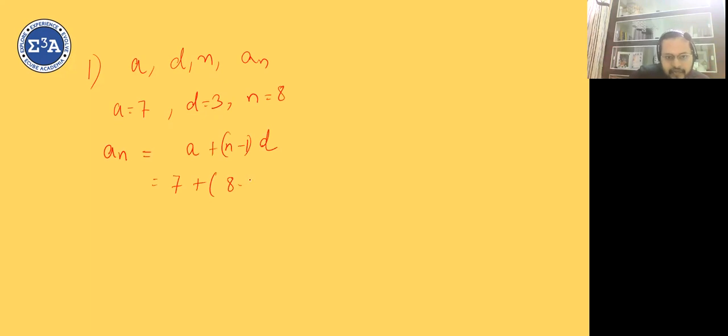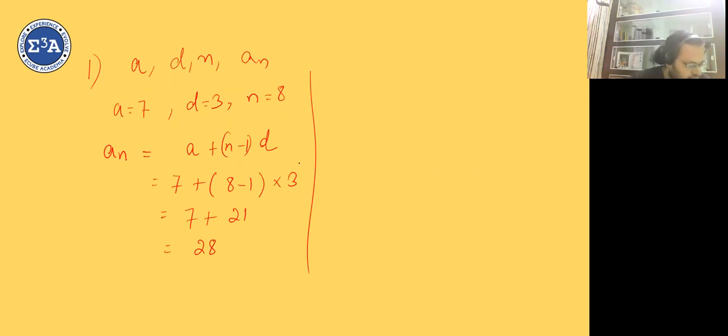There is one question where a is given 7, d is given 3, n is given 8, and the question is to find out a_n. You know the formula of a_n, a plus n minus 1 into d. So a is 7, n minus 1 is 7, into d is 3. 7 plus 7 into 3, 7 threes are 21, that is equal to 28. So this way you have to do the answers.